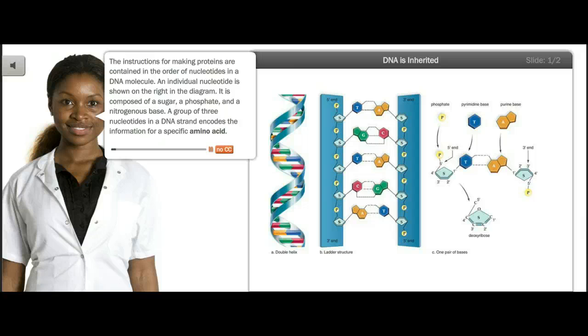The instructions for making proteins are contained in the order of nucleotides in a DNA molecule. An individual nucleotide is shown on the right in the diagram. It is composed of a sugar, a phosphate, and a nitrogenous base. A group of 3 nucleotides in a DNA strand encodes the information for a specific amino acid.